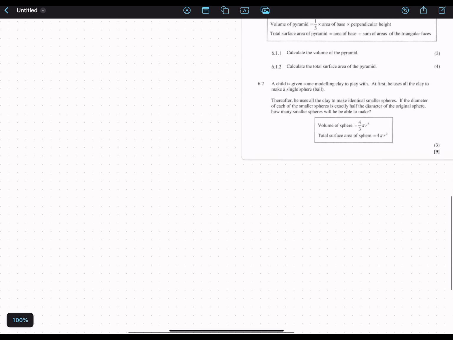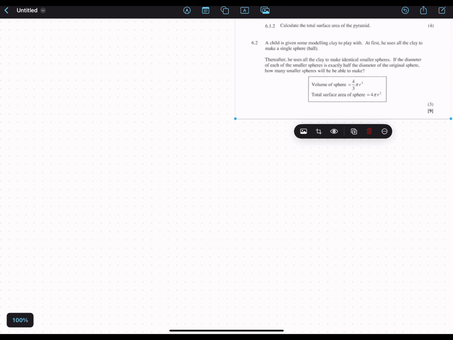The last question, they are saying a child is given some modeling clay to play with, right? At first, he uses all the clay to make a single sphere ball, right? Thereafter, he uses all the clay to make identical smaller spheres. If the diameter of each of the smaller spheres is exactly half the diameter of the original sphere, how many smaller spheres will he be able to make, right? We are given the volume, we are given the total surface area of the sphere.